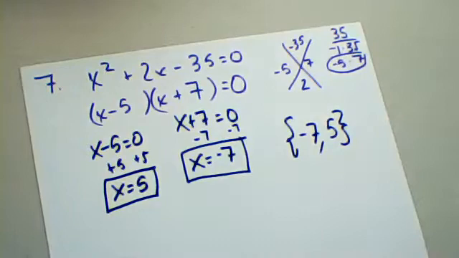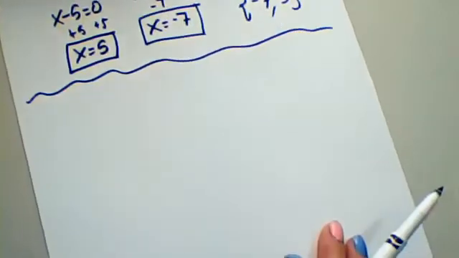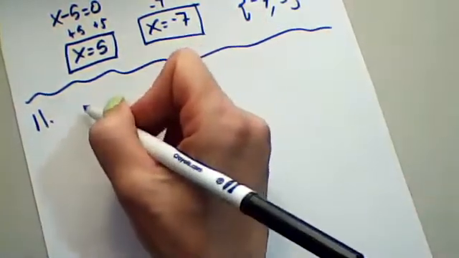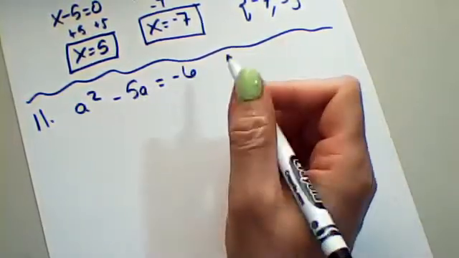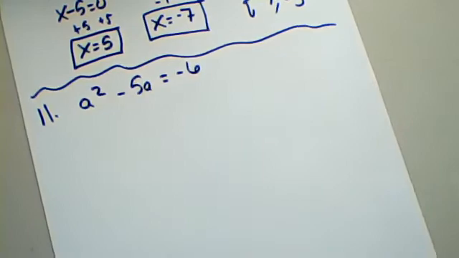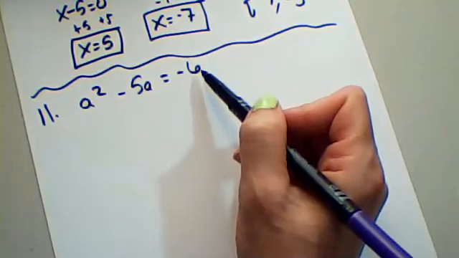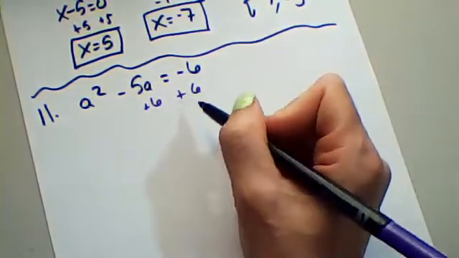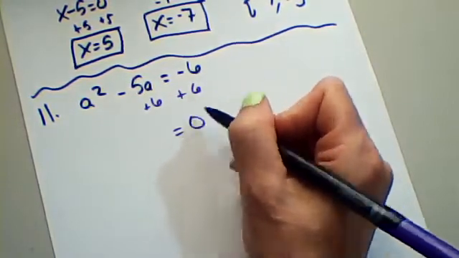All right, let's do one more problem where it doesn't start out equal to 0. Let's take a look at problem 11. Problem 11 is a squared minus 5a equals -6. I need to make it so that one side equals 0. This side has a -6, so I need to add 6 to both sides. On this side, -6 plus 6, I am getting a 0.